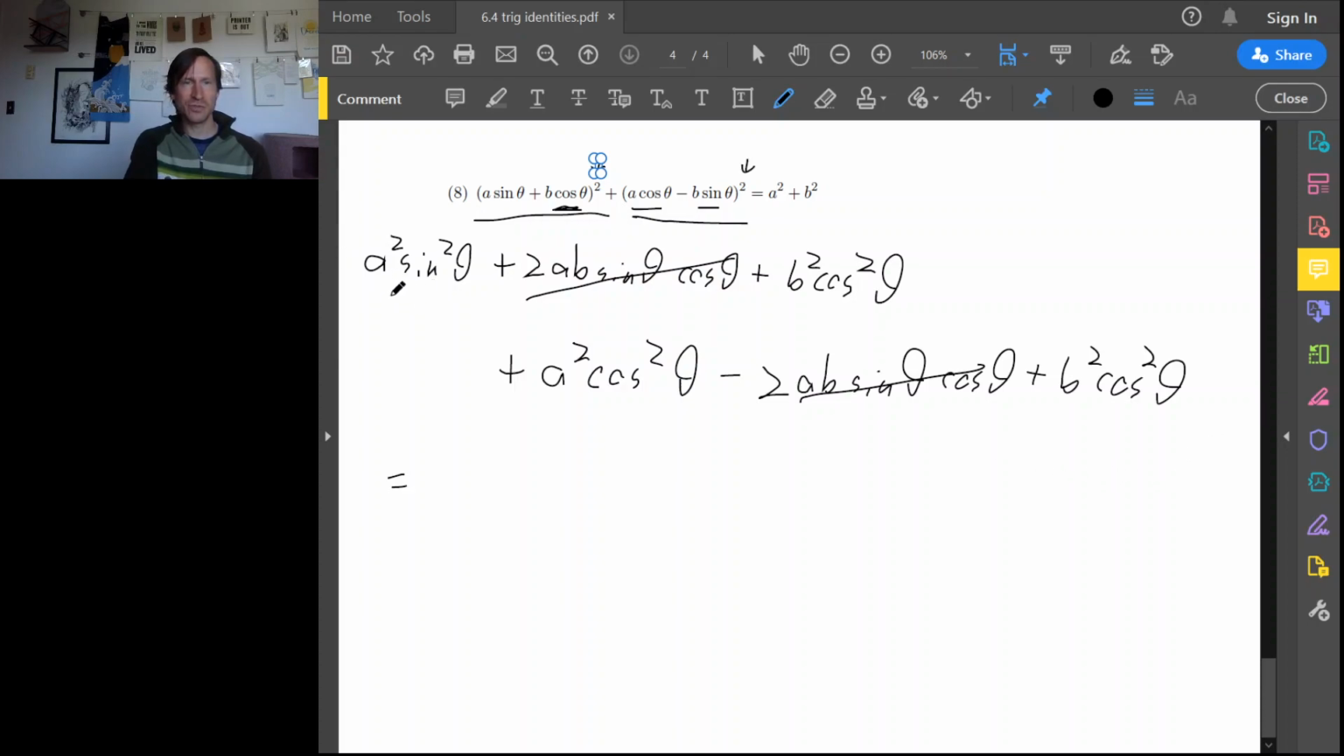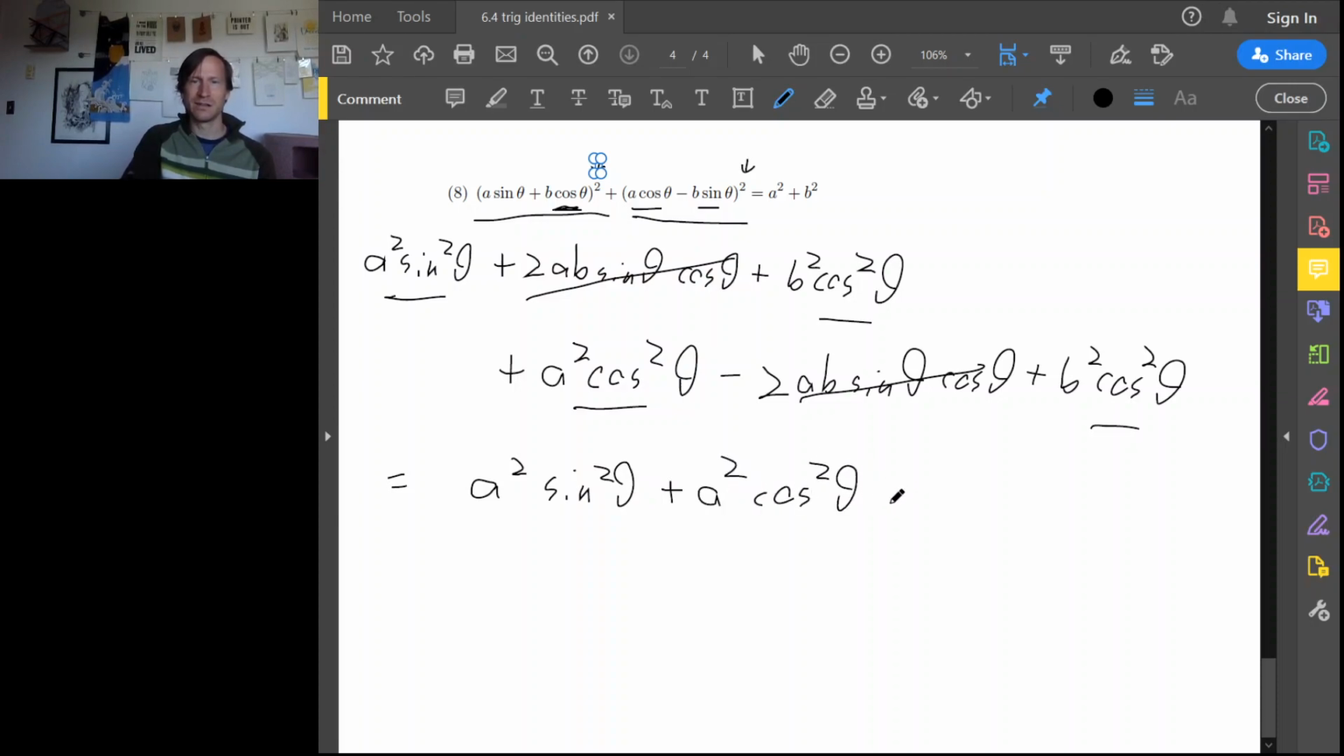So let's group together these parts because it has a sine squared and a cosine squared, and they have an a squared in common, and then we'll group the parts with the b squareds as well. So a squared sine squared theta plus a squared cosine squared theta plus, and now for the part with the b's, b squared cosine squared theta plus, oh, I made a mistake. This cosine right here shouldn't be cosine. This should be sine. Okay, so b squared sine squared theta.